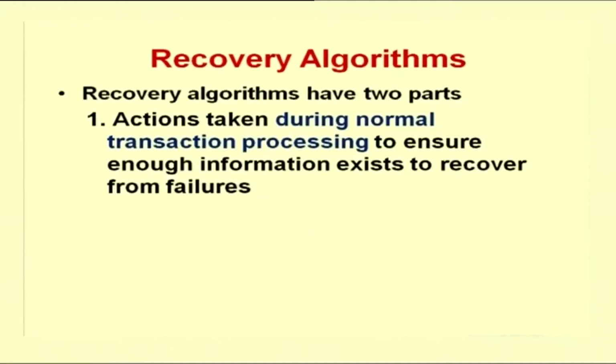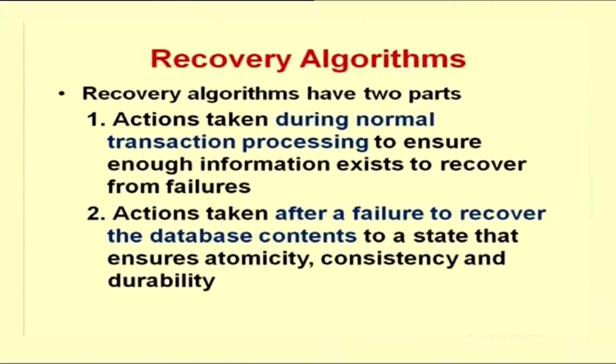When we talk about recovery algorithms, they have basically two parts. The first part is the actions that are taken during normal transaction processing. This is some bookkeeping that we do to ensure enough information exists to recover from failures. If we did not want to recover from failures, then we would not have to do so much management or bookkeeping. So, during normal processing itself we have to do a lot of bookkeeping.